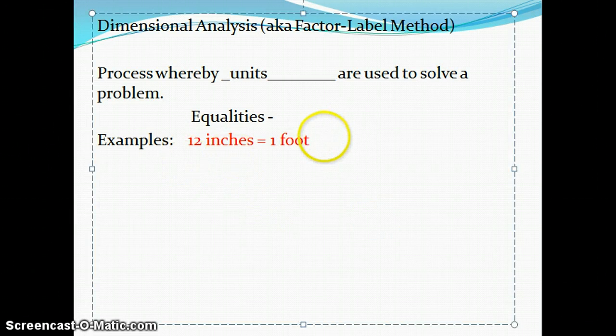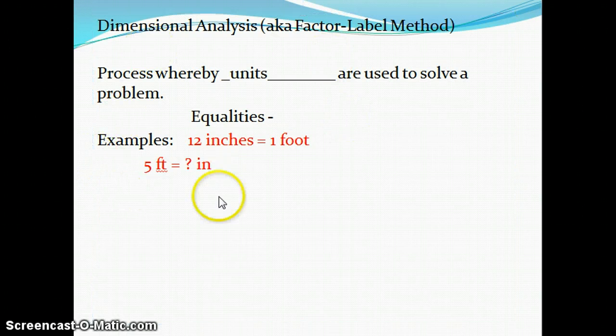All right, an example problem that you might see. I have 5 feet, and I want to know how many inches is that. All right, so in order to do this, you need to have a system.